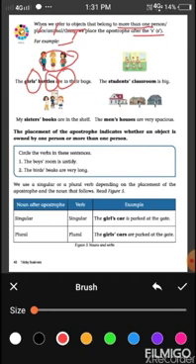Yes. The student's classroom is big. Here we have one student, so we are using the verb is here. Okay. Next. My sister's books are in the shelf. So here we have more girls, so we are placing the apostrophe after S, and we have more books also, so we are changing the verb into are.